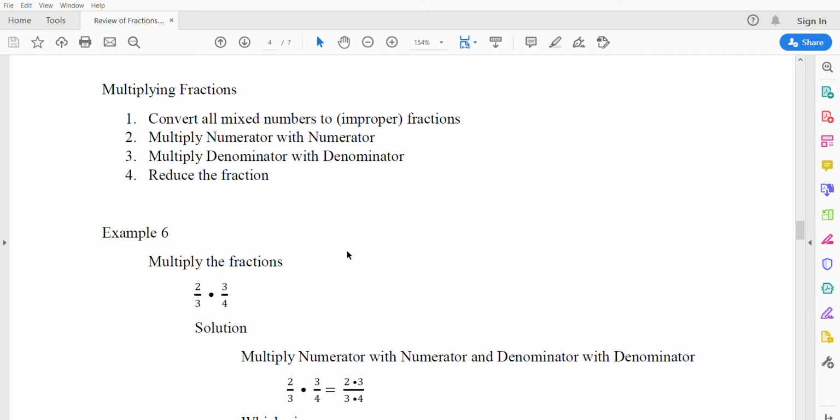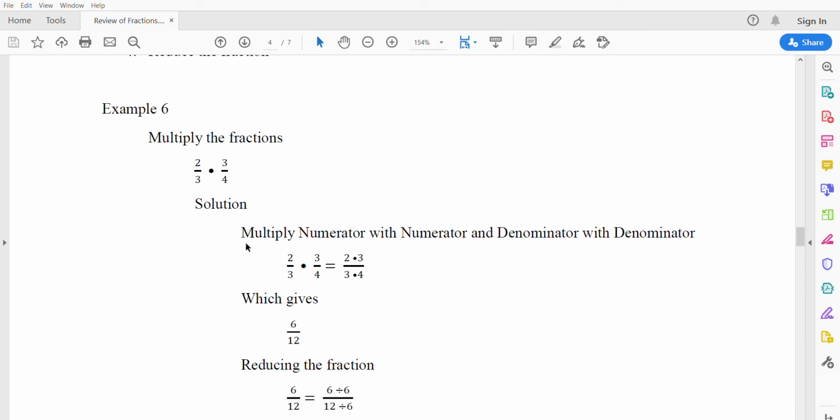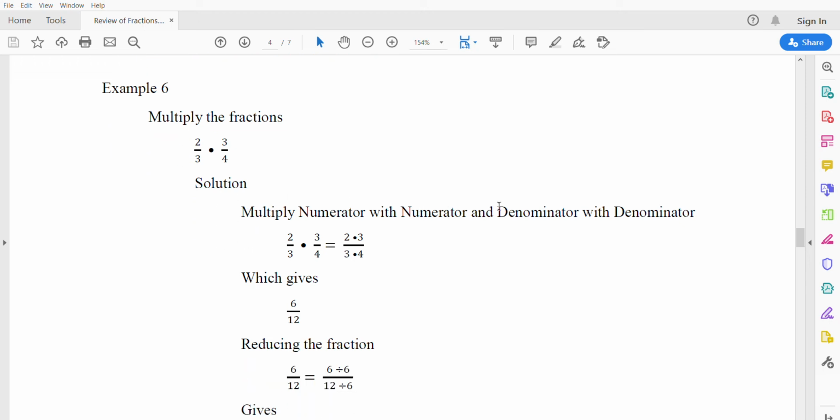So we want to multiply these fractions: 2/3 times 3/4. For my solution, I'm going to multiply numerator with numerator and denominator with denominator. On the top, I'm going to have 2 times 3. On the bottom, I've got 3 times 4. So 2 times 3 gives me a 6. 3 times 4 gives me a 12.